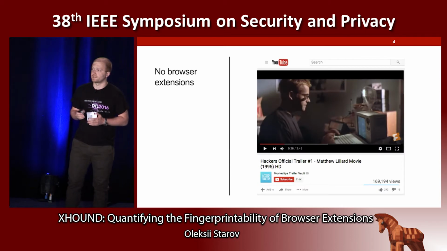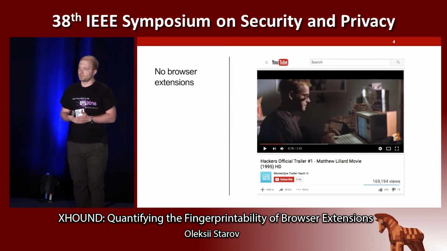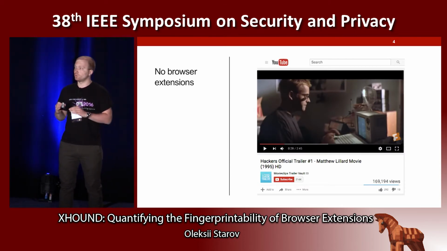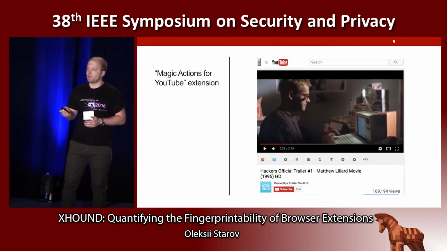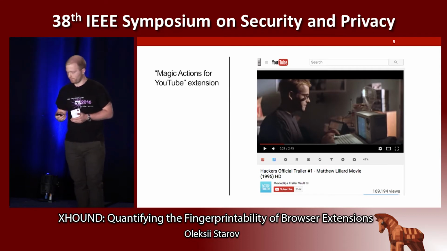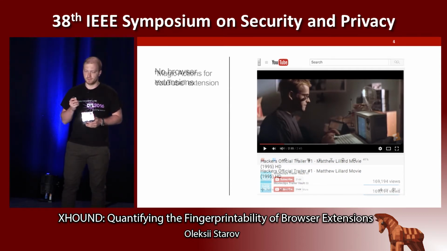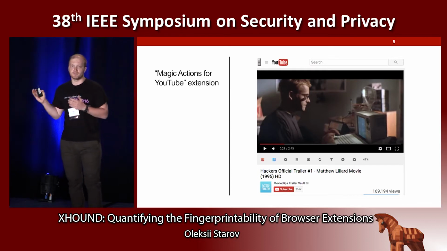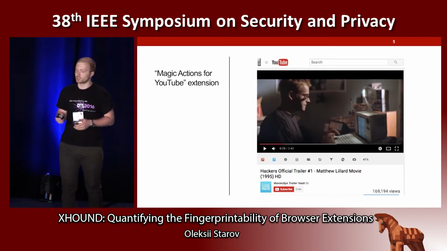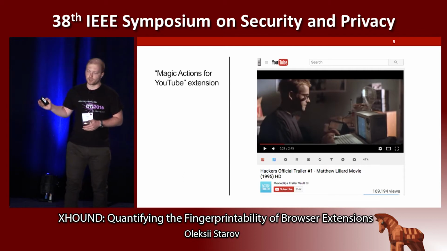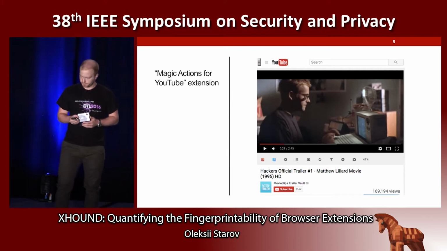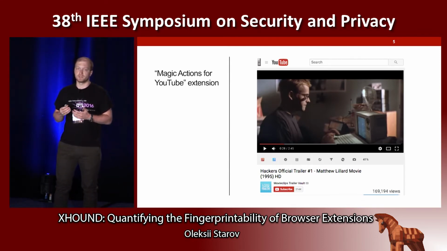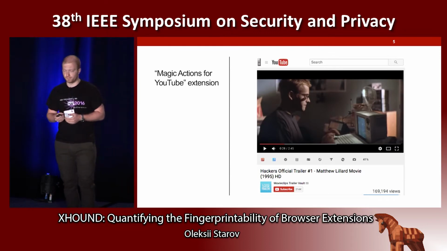Let's consider the following example. This is a simple YouTube video page without any extension being present in the browser. And this is the same web page with the Magic Actions for YouTube extension. Let me try one more time. Everybody can notice that the page is different. We see these additional controls under the video, and we see that one ad was removed from the actual video. Those changes are changes to the DOM tree of a web page that can be easily detected by any script running on this page.